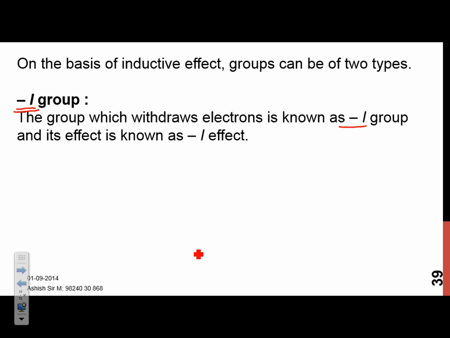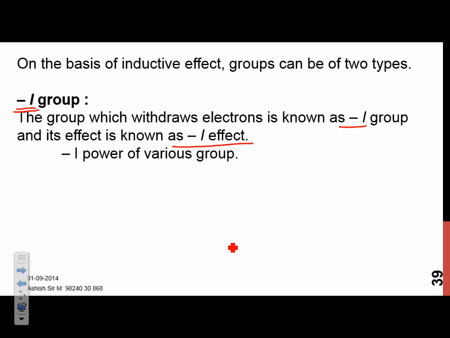Okay, there are two kinds of group we have seen. One group is pulling electron, second group is pushing electron, releasing electron. The one which withdraws or pulls, they are called negative inductive group. And if they are pulling towards itself, then that effect is known as negative inductive effect.